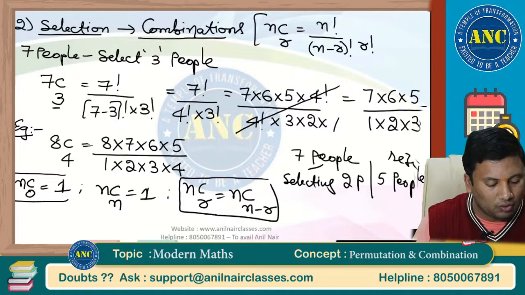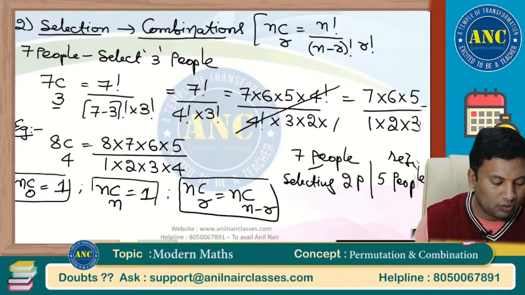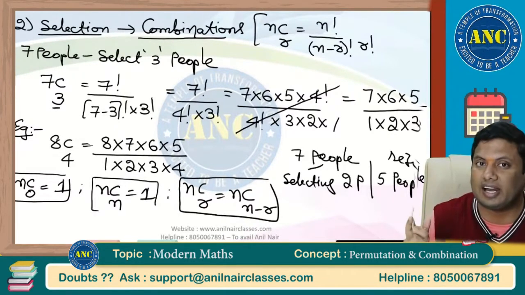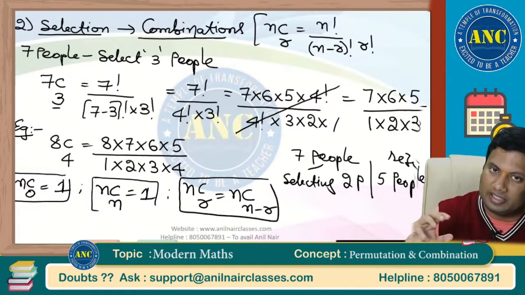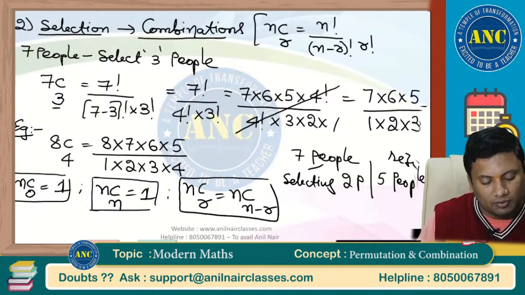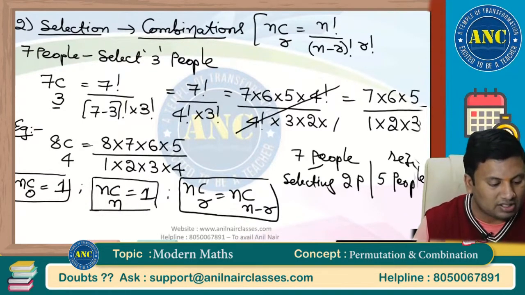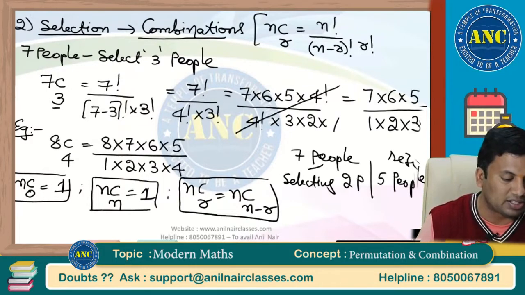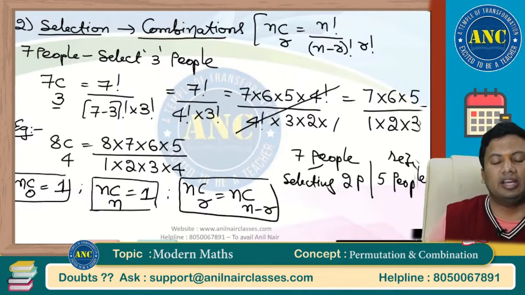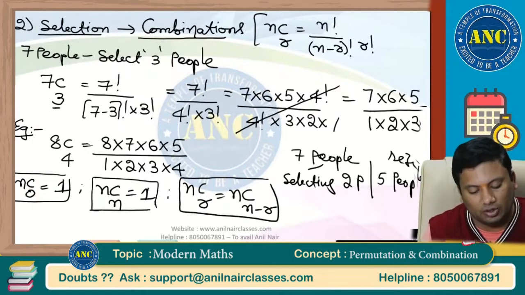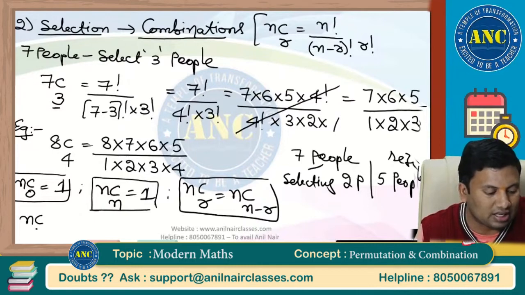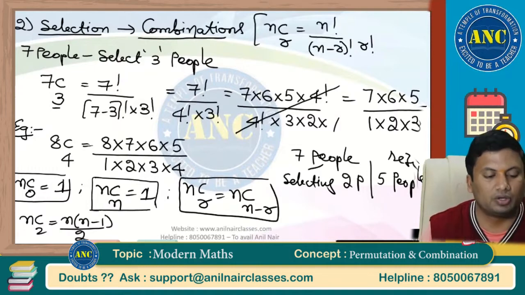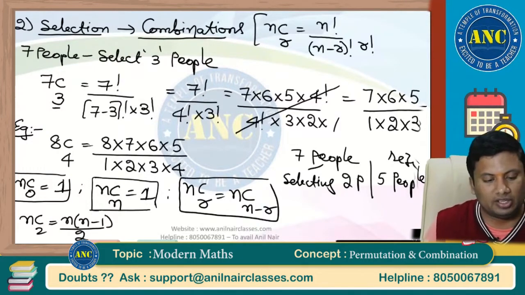NC0 is equivalent to 1. NCN is equivalent to 1. Out of n objects, not selecting any is nothing but 1. Out of n, selecting all is nothing but 1. So these both are the same because NCR is equivalent to NC(N minus R). NC0 is equivalent to NC(N minus 0). NC2 is nothing but n into n minus 1 by 2.